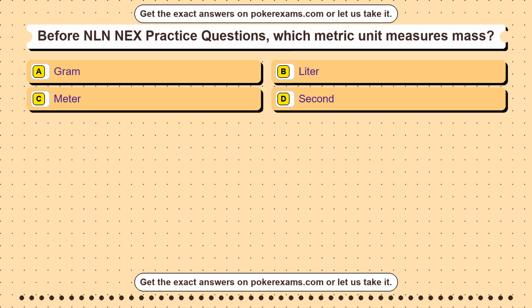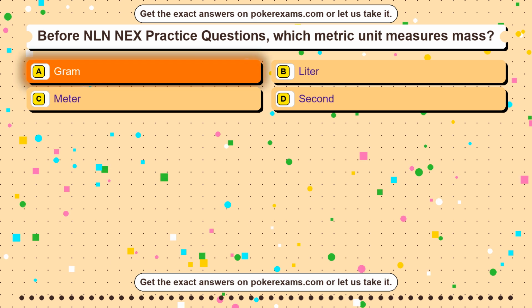Question 45. Before NLN NEX Practice Questions, which metric unit measures mass? Option A gram. Option B liter. Option C meter. Option D second. The correct answer is option A, gram.